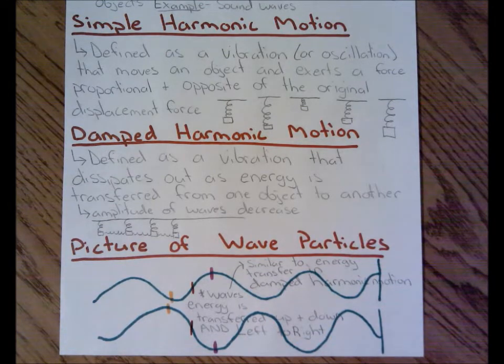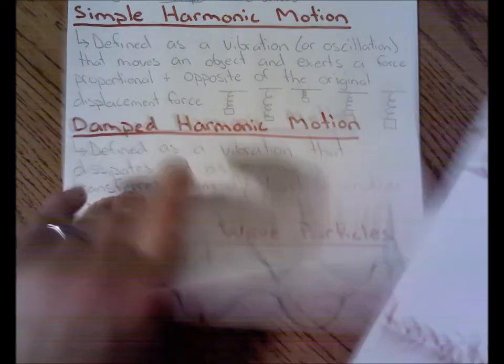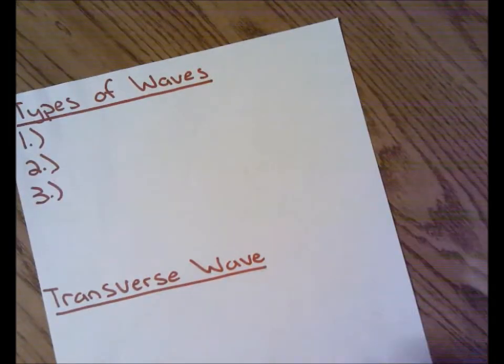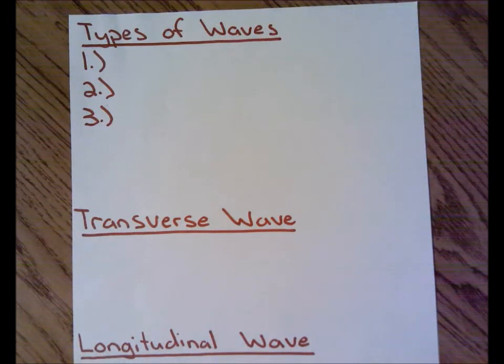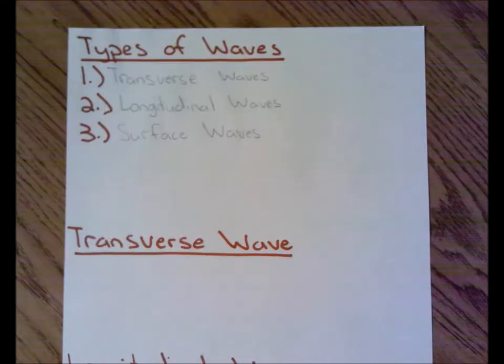or what we call oscillations. And now our final part, our introduction to waves, is that we can talk about the different types of waves. In this class, we are going to talk about 3 different basic waves: transverse, longitudinal, and surface waves. Now, what I want to do is go through each of these types in detail. I want to give you the definition, the basic gist of what happens, and then a picture as well.